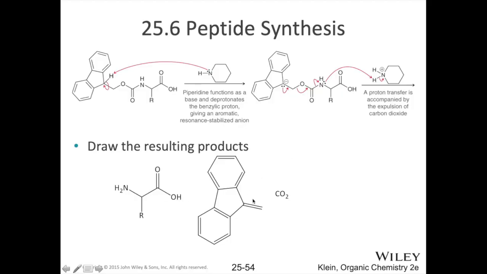All right, so there's all the products that you get out of that process. So here's that FMOC group with that double bond formed here. You can see here that when this bond forms, we also break this carbon-nitrogen bond, and there's the resulting amino acid.